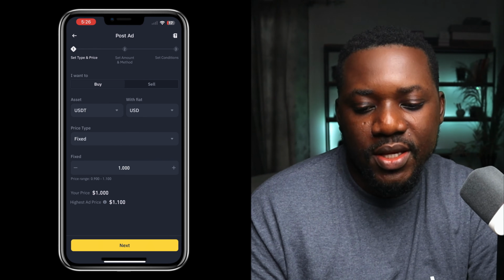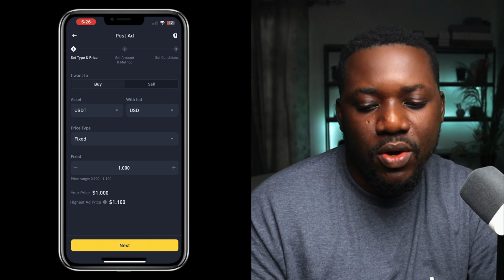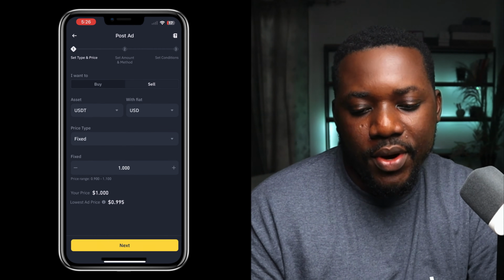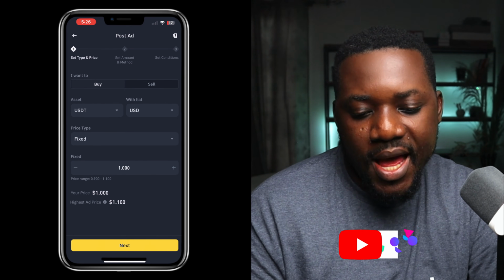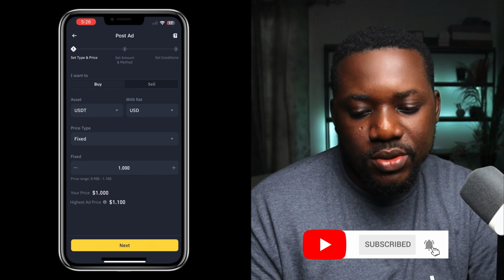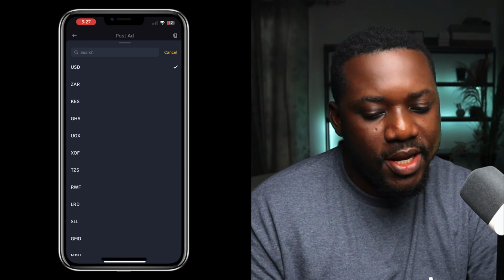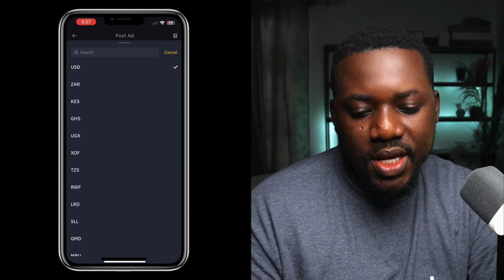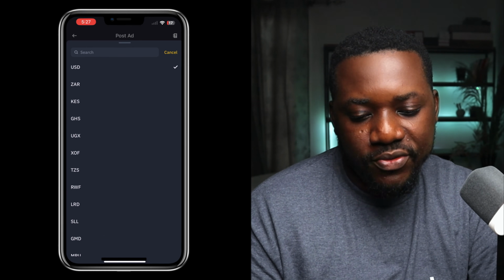So you choose if this is a buy order, you choose I want to buy. If this is a sell order, you tap on I want to sell. All right. So if you want to buy, you tap on here, and then you choose the asset. If it's USDT, Bitcoin, you select on there, and then also the currency you are using. So in Ghana, we're just choosing Ghana cedis, but you can choose NGN, UGX, KES, ZAR. So all of them are listed over there, right?